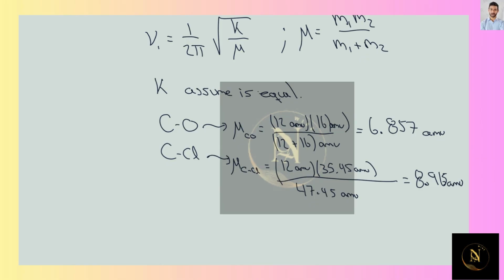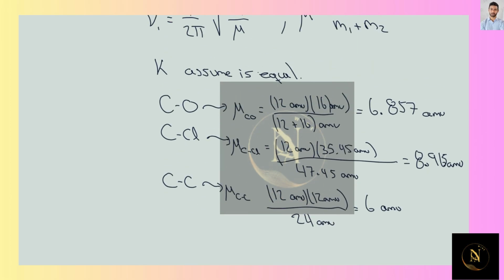And finally, what we're going to get is carbon-carbon. So the reduced mass for a carbon-carbon bond is going to be 12 times 12 atomic mass units, divided by the sum of the two, which is 24 atomic mass units. As you can see, this is directly equal to 6 atomic mass units.